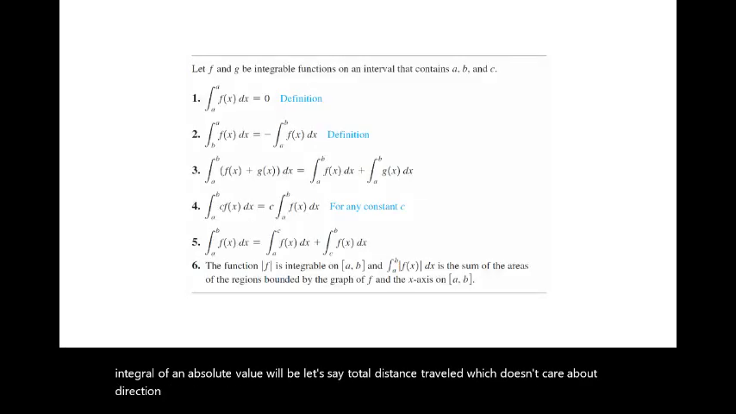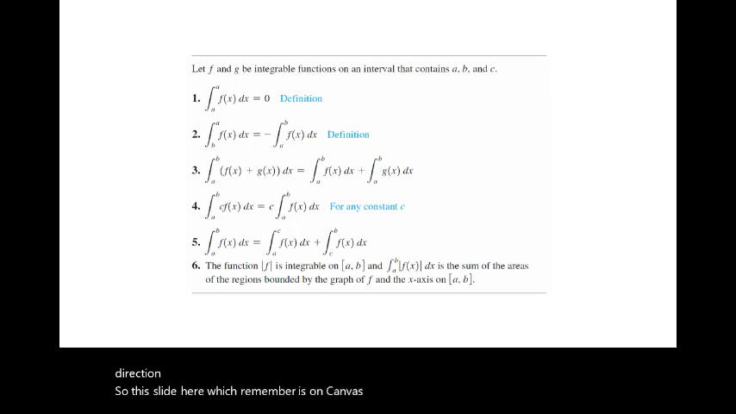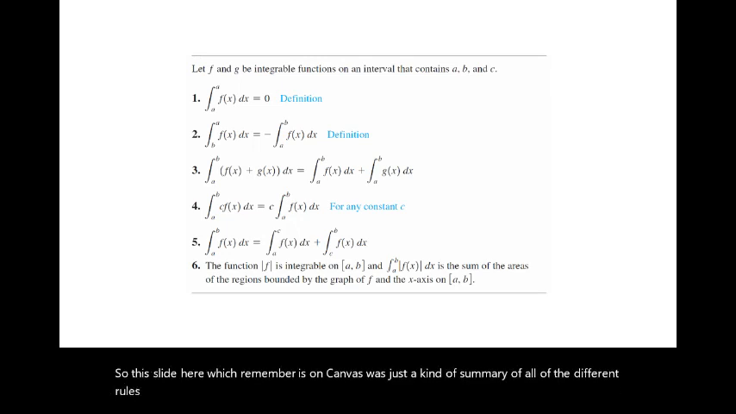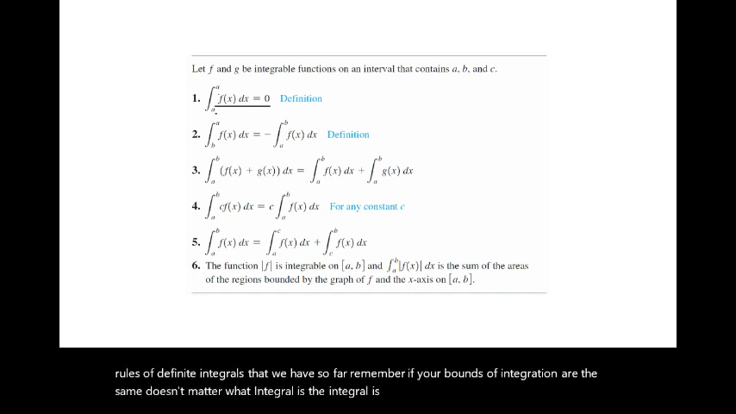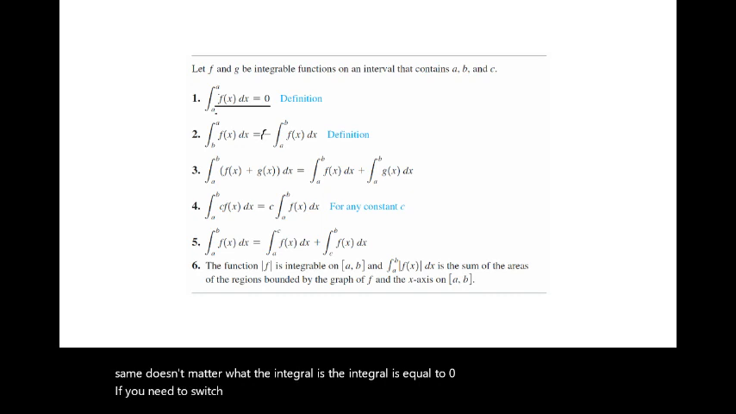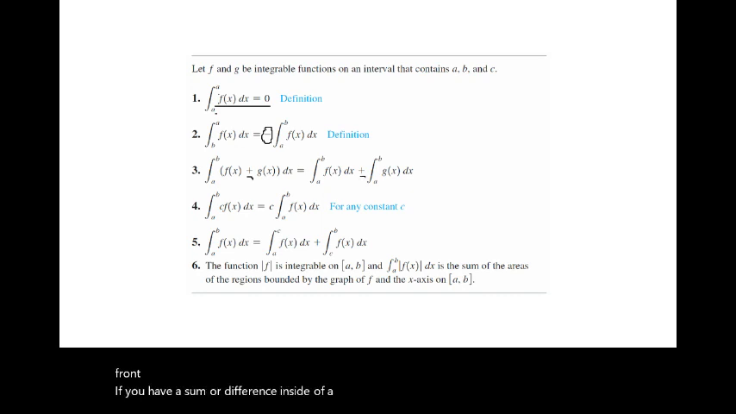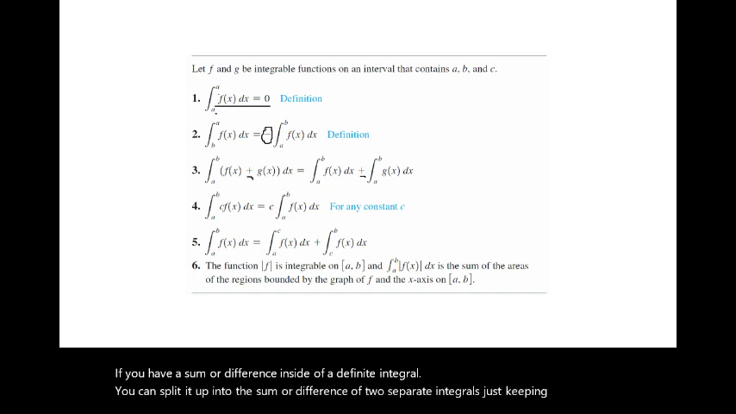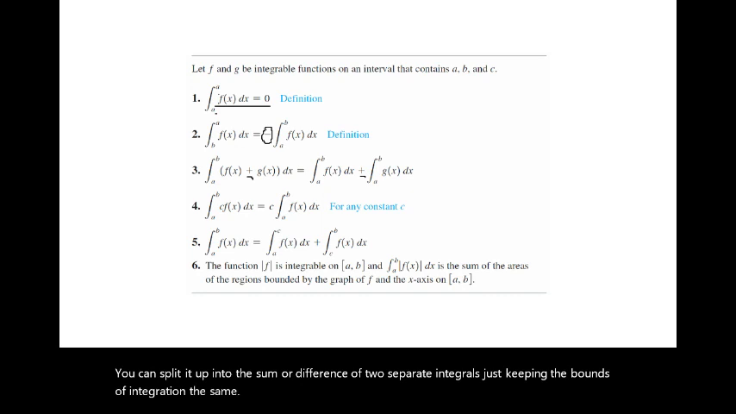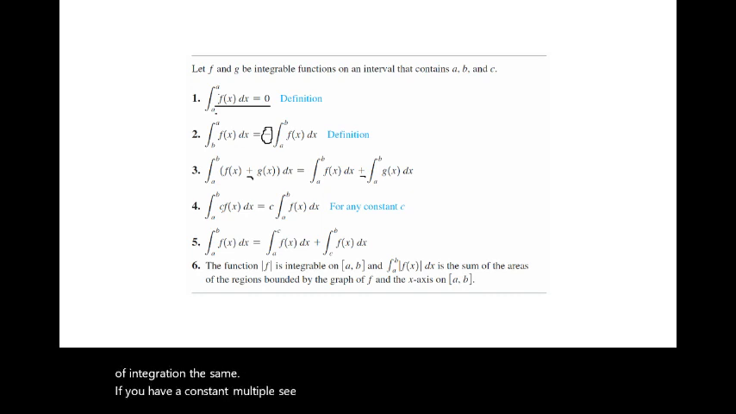So this slide here, which remember is on Canvas, was just a kind of summary of all of the different rules of definite integrals that we have so far. Remember, if your bounds of integration are the same, it doesn't matter what the function is, the integral is equal to 0. If you need to switch the bounds of integration, you can, as long as you put a negative sign in front. If you have a sum or difference inside of a definite integral, you can split it up into the sum or difference of two separate integrals, just keeping the bounds of integration the same. If you have a constant multiple c inside of a definite integral, you can take it out of the definite integral and write it in front as a constant multiple.